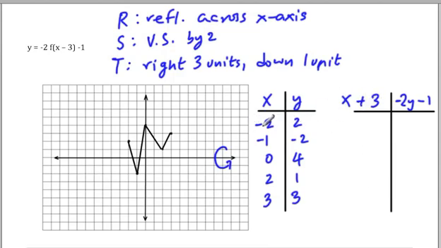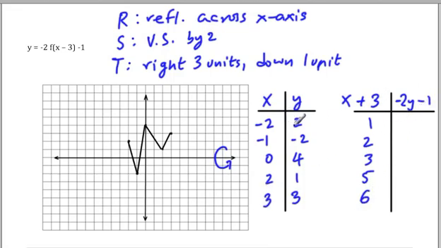So x plus 3, in other words, negative 2 plus 3 is going to be 1. Negative 1 plus 3 is going to be 2. This is going to be 3. 2 plus 3 is 5, and 3 plus 3 is 6.